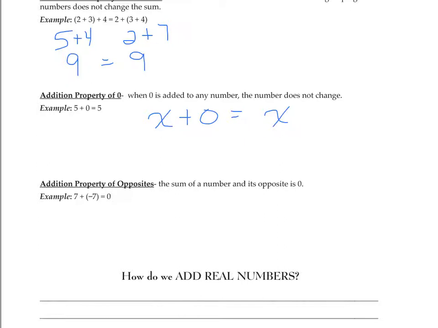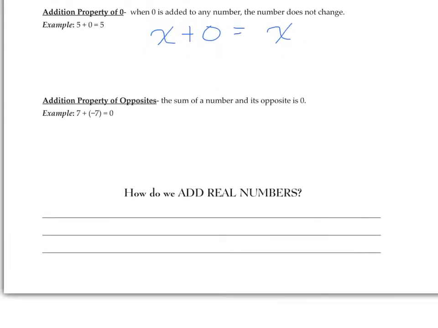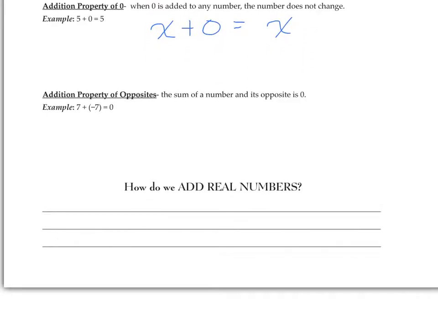The addition property of opposites tells you that the sum of a number and its opposite is always 0. And this has to do with, just like I said before, the positives and the negatives battling against each other. Each one positive can cancel off one negative. So if they have the same number of guys on both sides, they all cancel off, and there's nothing left.